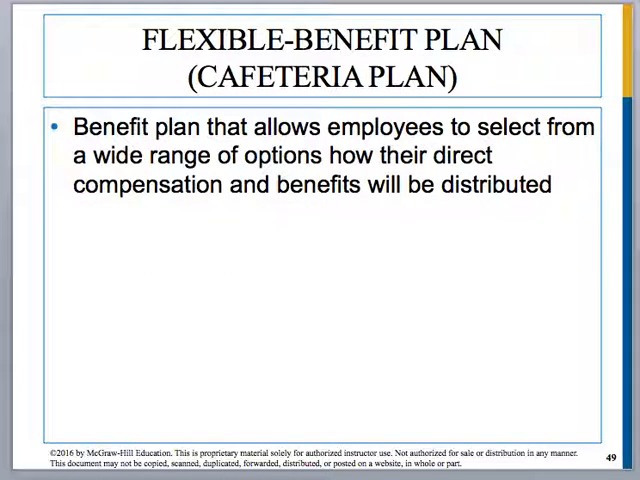Then we have our cafeteria plan. These are flexible benefit plans, and they allow employees to select from a wide range of options how their direct compensation and benefits will be distributed. They're attractive because employee benefits are a very significant component of overall compensation. And the flexible benefits can allow employers to limit their contributions without having to alienate employees, since options give you as the employee some control over the distribution of benefits.